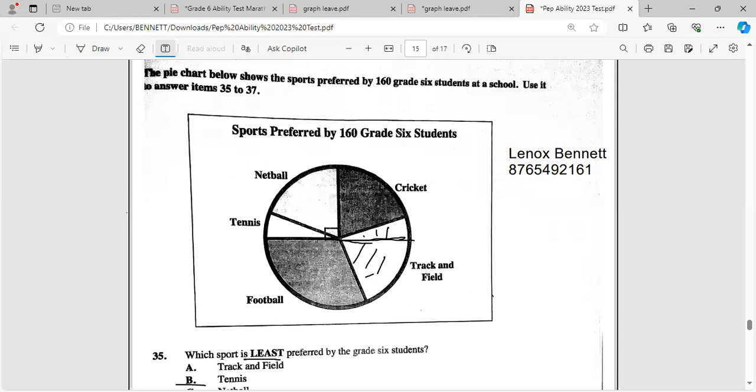Okay. Alright, Matthew, take over. Go ahead. Sir, can you go back down now? Alright, no problem.